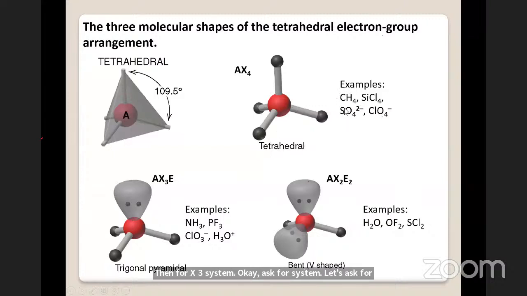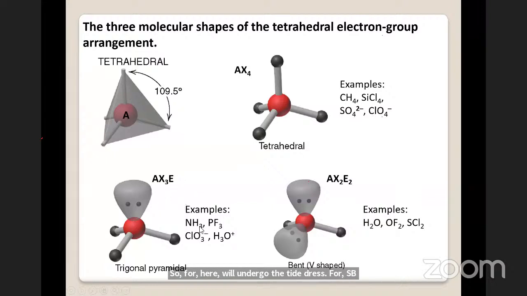So this is a tetrahedral structure. All these others are also tetrahedral structures in the hybridization. So sulfur will undergo sp3 hybridization, silicon sp3 hybridization, chlorine sp3 hybridization.